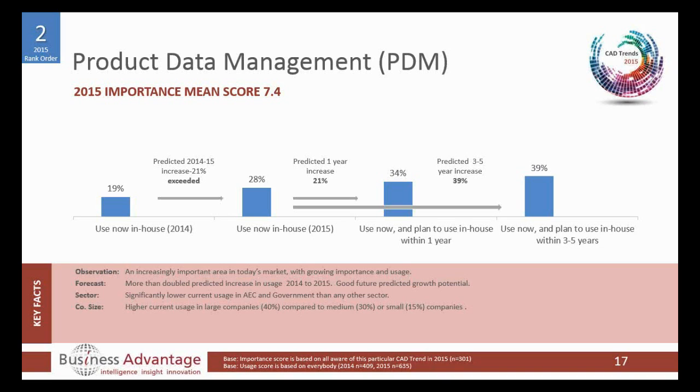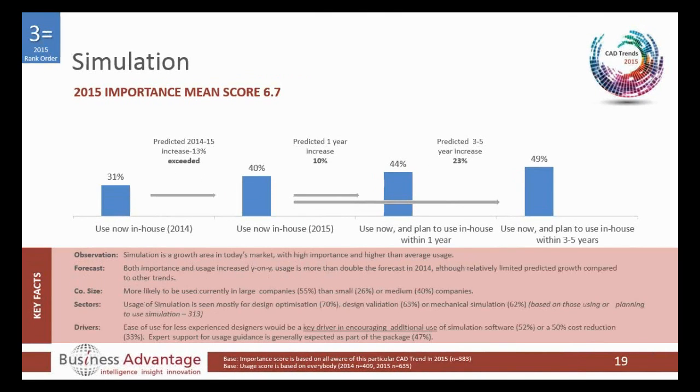One of the more interesting trends, I think, was simulation. And here we defined simulation as the use of a CAD model during the design process to predict real-world behavior performance of that design, and usually with CAE or computer-aided engineering software. We've seen a small increase in the importance rating of this trend since 2014, which is 6.5 out of 10, and it's now increased to 6.7. So we see this as a growth area in today's market with high importance and higher than average usage. The predicted increase in usage from 2014 to 15 was 13%, but actually the survey showed results of an increase of 29% overall.